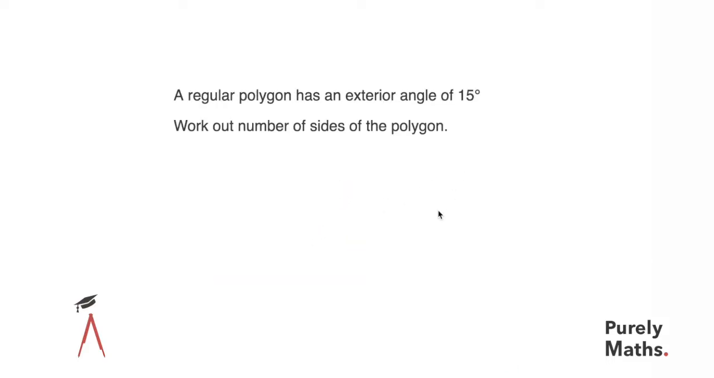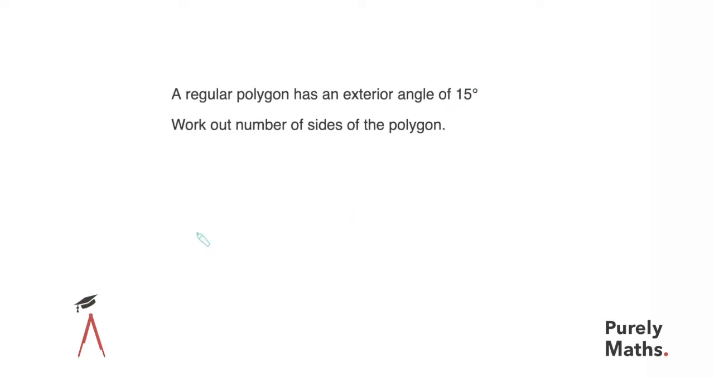Okay, the next one. A regular polygon has an exterior angle of 15 degrees. Work out the number of sides of the polygon. So it's told us the size of one of the exterior angles, and it's asked us to work out the number of sides. So because it's regular, all of the exterior angles are going to be 15 degrees. They're going to be the same size.